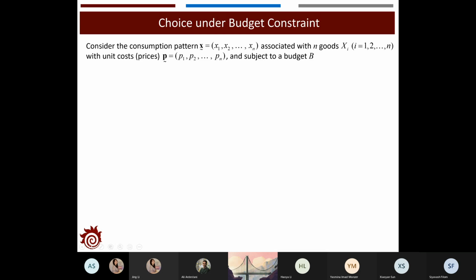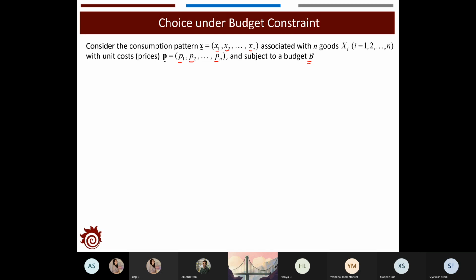So here, let's consider a general case with n products, and we know the values as x1, x2 until xn. And this will represent the n different products. We also know their prices, P1, P2, and Pn. And the total budget is set as capital B. So this is the assumption.